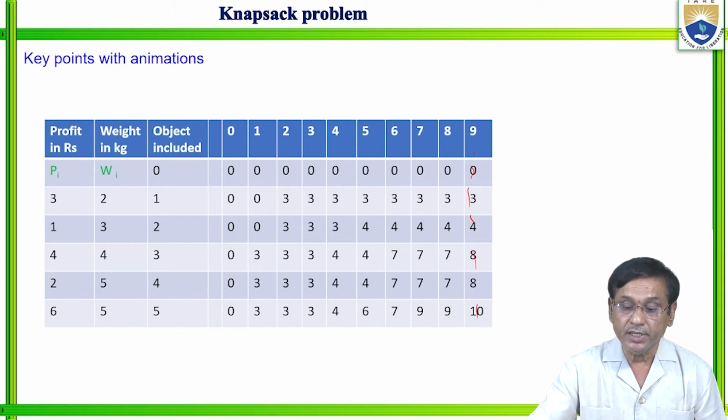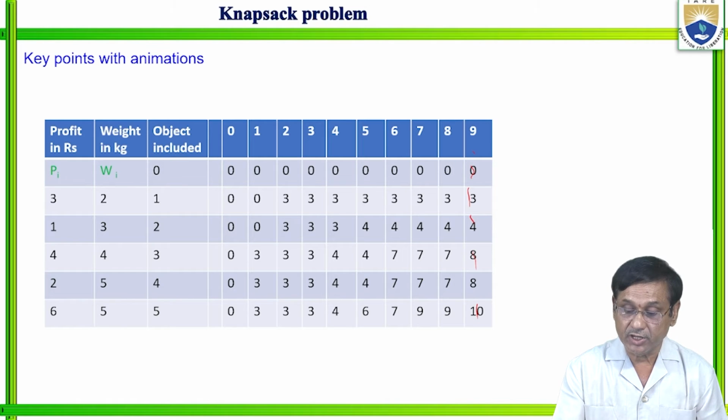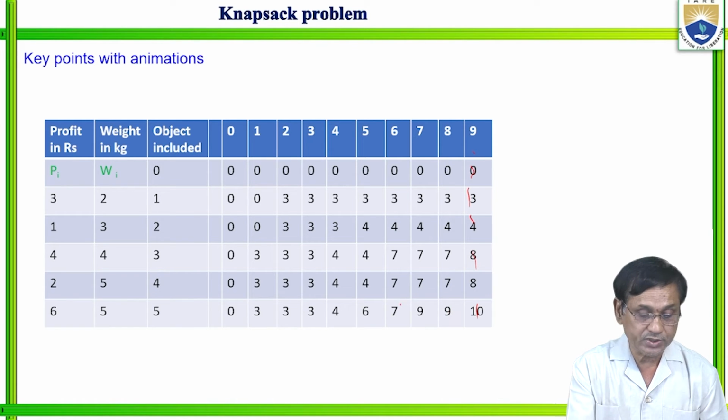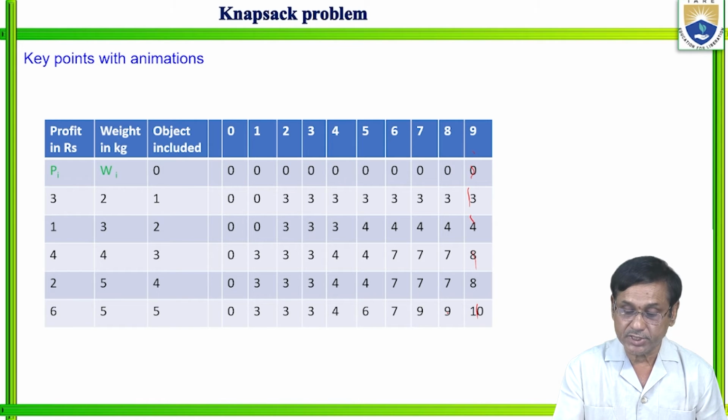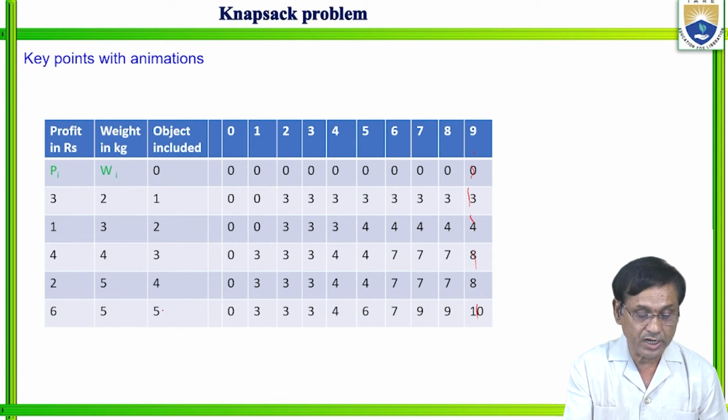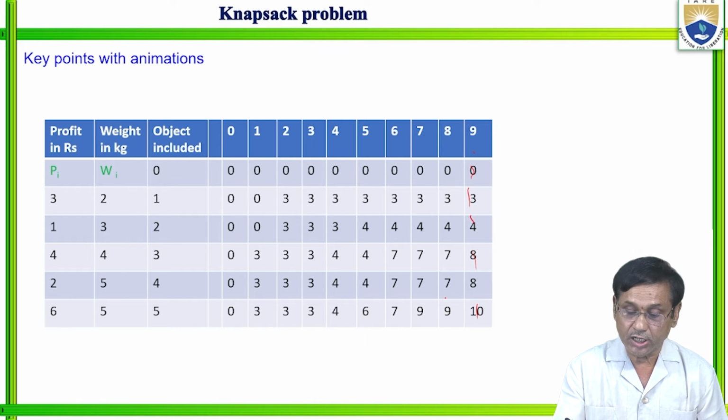So now you see this maximum profit. What are the objects included? The maximum profit is 9 you are getting. This 9 is corresponding to inclusion of the object 6. So when you subtract this 5, then you are getting 4.